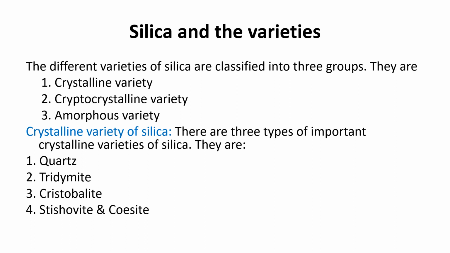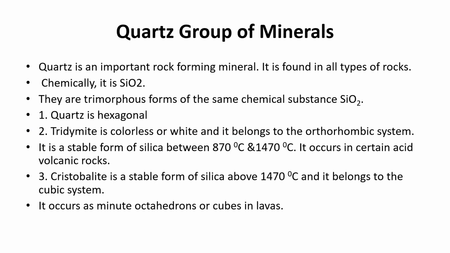They are quartz, tridymite, cristobalite, and stishovite and coesite. Coming to the quartz group of minerals, quartz is an important rock forming mineral. It is found in all types of rocks, and chemically quartz is represented as SiO2. There are trimorphous forms of the same chemical substance, or you can say polymorphic forms also.